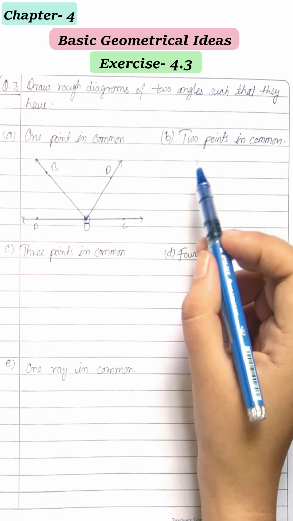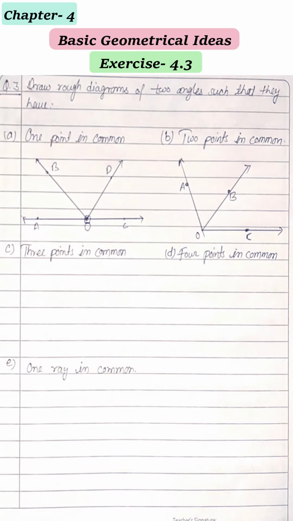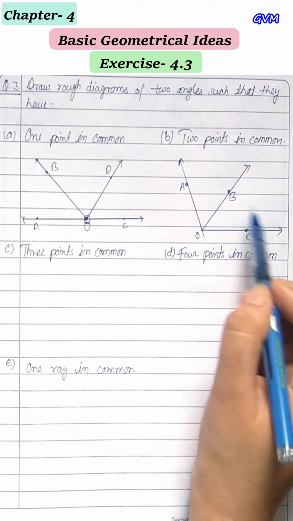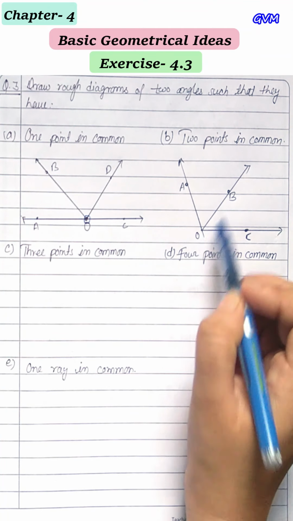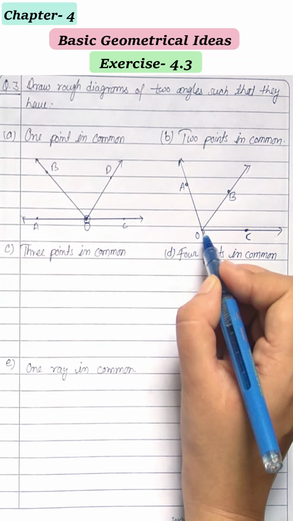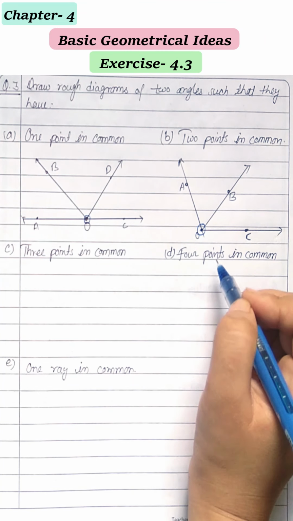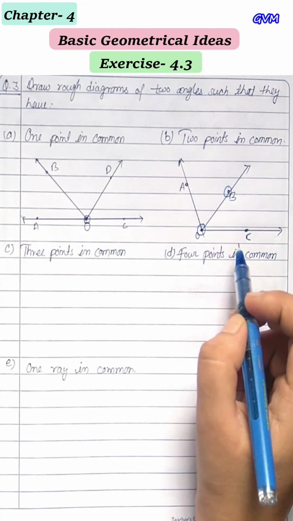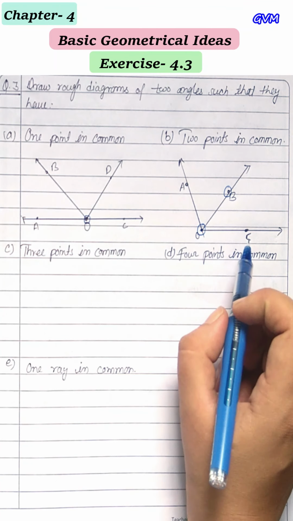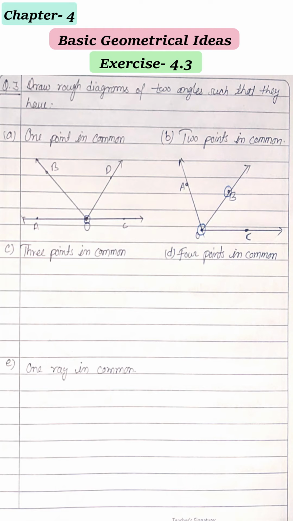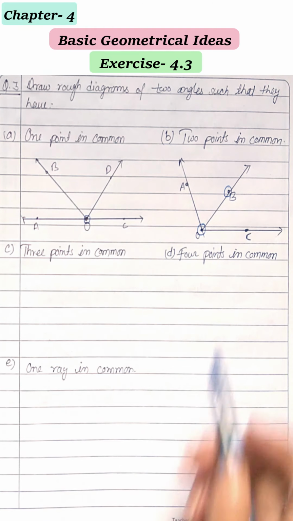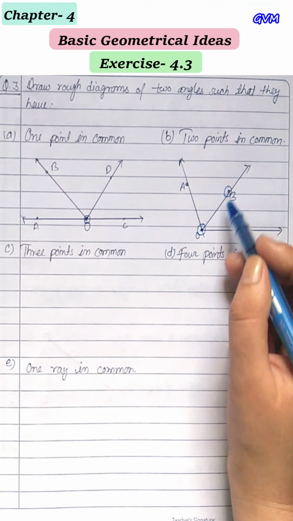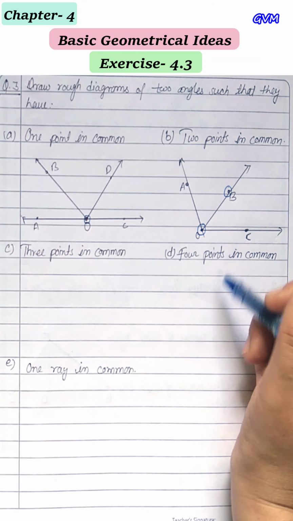Now B part, we have 2 points in common. So let's draw. In this diagram, we have two angles, angle COB and angle AOB. Here we can see that first O is common in both the angles, and second B point is common in both the angles. So here we have two angles with 2 points in common. Now third, we have 3 points in common. Similarly, we can draw a figure like this again, and then show one more point, so that we have 3 points in common in these two angles.